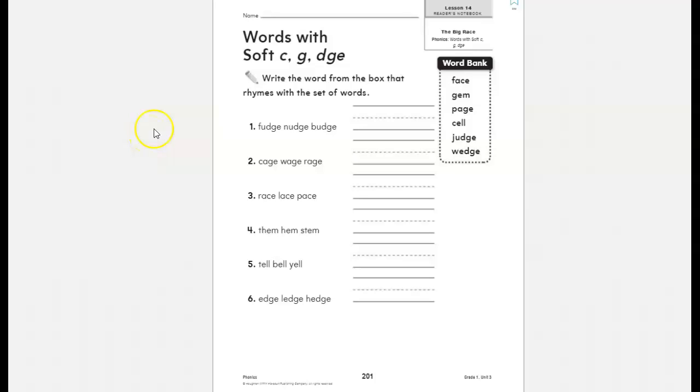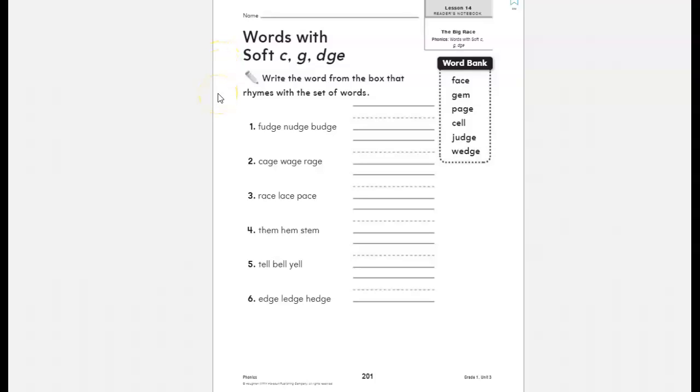So these letters are a little bit different because we are talking about soft C, soft G, and soft D-G-E. That is why they sound like other letters. I don't want you to get confused though when we go over Alpha Friends or when you're thinking about your letter sounds. These letters only sound different because we are working with soft letters.